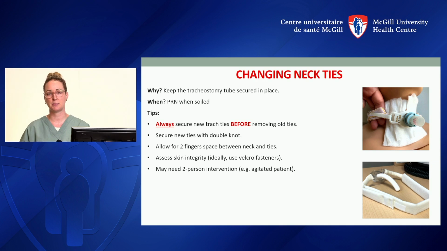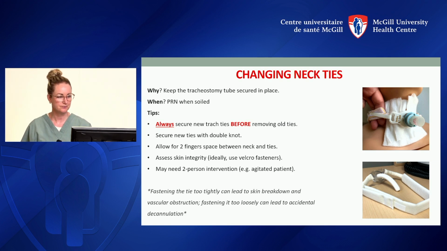So if you have a very agitated patient, or even if the trach ties are very soiled, it's kind of impossible for you to put on new ones without soiling the new ones before removing the old ones. So just have someone come in, hold the tracheostomy tube while you remove the old ties, throw out the old ties, put on your new ones, and then that second person can stop holding the tracheostomy tube. It just provides a more secure way of changing them. And fastening the ties too tightly can lead to skin breakdown. So obviously that's why you have to make sure you only have 2 fingers. And vascular obstruction, and fastening them too loosely obviously can lead to accidental decannulation.